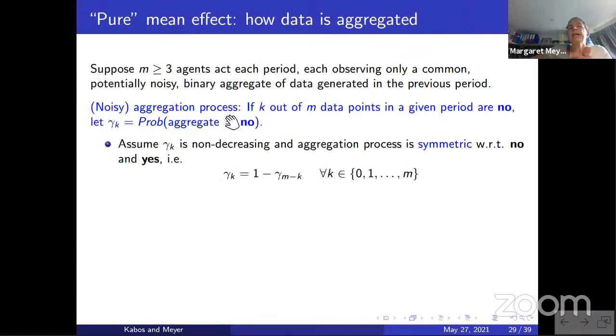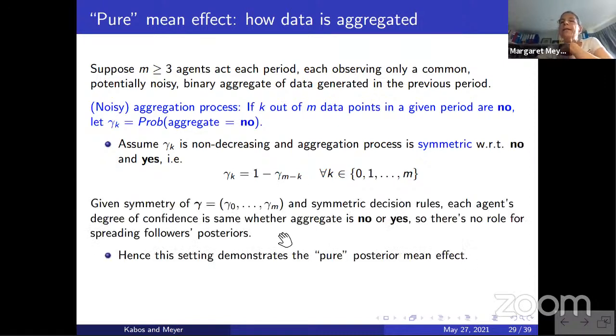So I'm going to model a noisy aggregation process in a general way. If K out of M data points in a given period are no, I'm going to let gamma K represent the probability that agents in the next period perceive the aggregate as being no. It's natural to assume gamma K is non-decreasing, and to keep the observation environment symmetric, I'm going to assume the aggregation process is symmetric with respect to no and yes, which corresponds to this condition. Given a symmetric aggregation process and given agents use symmetric rules, each agent's degree of confidence in the observed aggregate is the same whether the aggregate takes the value no or yes. So in this setting, there's no role for spreading followers' posteriors, just as there was no role in the benchmark model. So this setting is going to allow me to demonstrate the pure posterior mean effect.